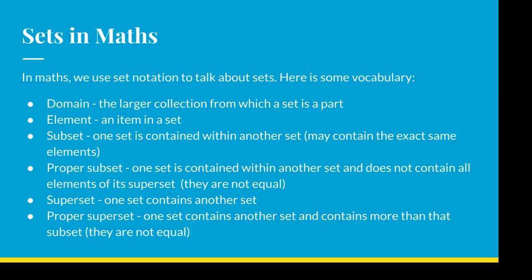So the domain is the larger collection from which a set is a part. An element is an item in the set. A subset is one set that's contained within another set. And a subset could be an exact copy of the superset. When it's not, when the subset has less elements than its superset, then we call that a proper subset. So a proper subset has less items than the set that it's a subset of. And then the superset is just a set that contains another set.